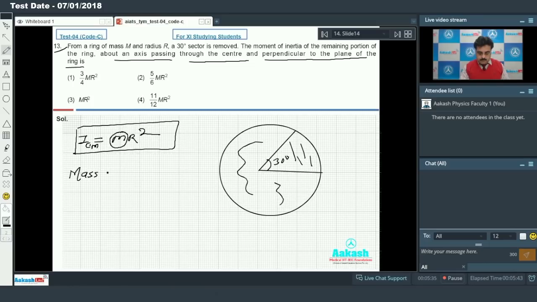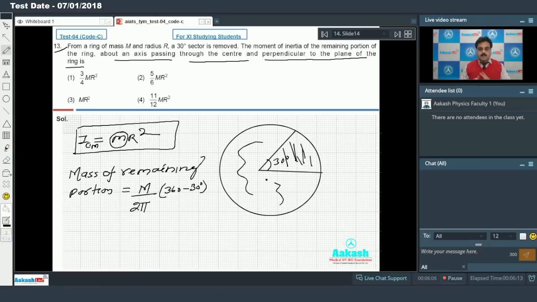So if I go for the mass of the remaining portion, that will be calculated by mass per unit angle, that is 2 pi for complete rotation, and I need only 360 minus 30, because the total angle for complete rotation is 360, but that part will be removed. So the mass of the remaining portion will be 360 minus 30.